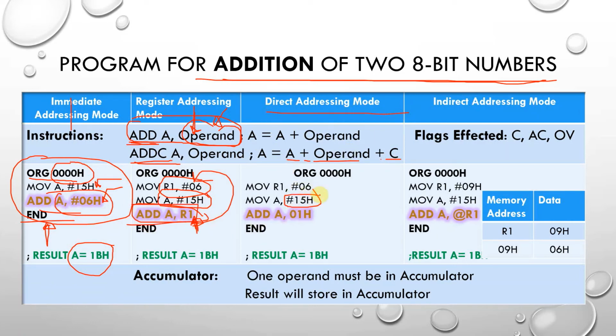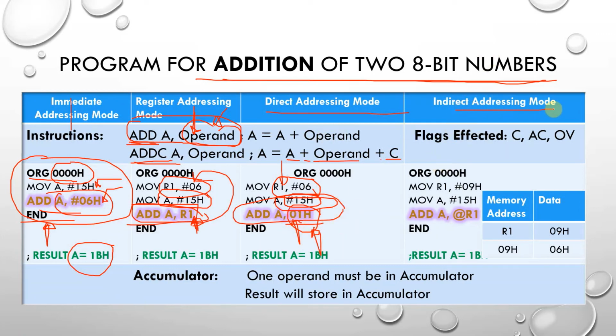Similarly, for the direct addressing mode, here we will provide one of the operands in accumulator as usual. The second operand will be provided in one of the memory locations, that is R1 selected over here. The R1 register has the address 01H. So in direct addressing mode, as we know, instead of register name, we provide the address. So the address is provided over here. This instruction adds the content of A and the memory location 01H using the direct addressing mode.